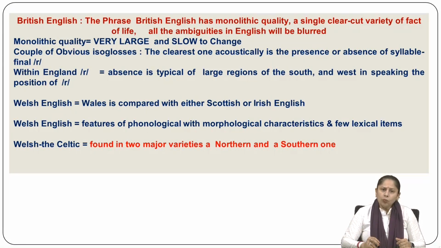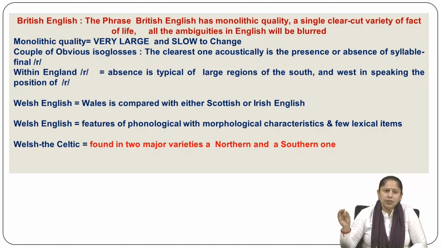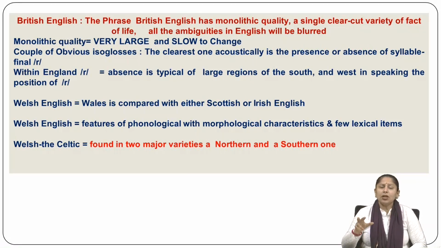A couple of obvious isoglosses. Look, the clearest one acoustically is the presence or absence of syllable-final r. The r sound is very important. Sometimes r is not spoken in some of the Englishes. Within England, r absence is typical of large regions of the south and west in speaking the position of r.